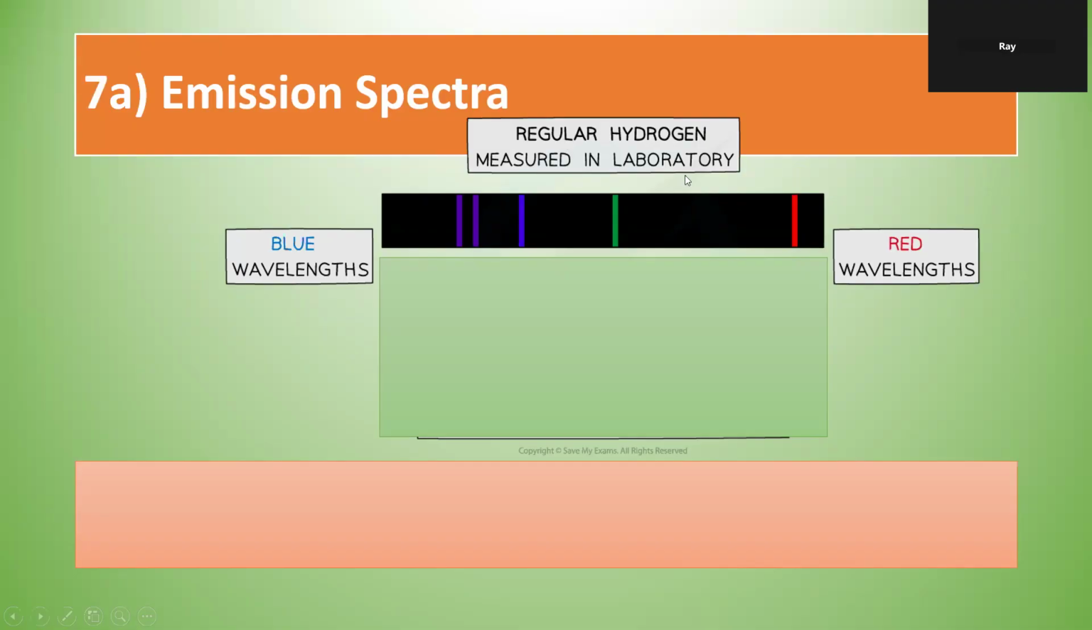Hydrogen measured in the laboratory. Right? This part is the blue wavelength. This part is the red wavelength. Remember, at the longer wavelength the lines are wider apart. At the shorter wavelength, the blue side, they are closer together. This one we measure in the laboratory.